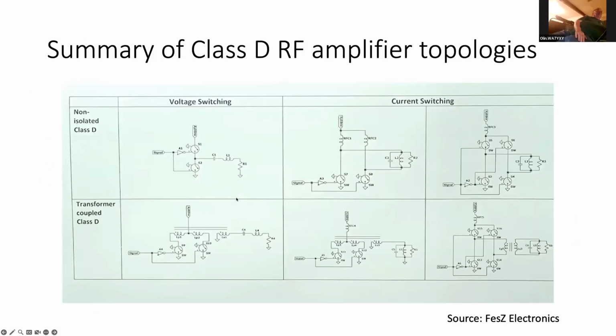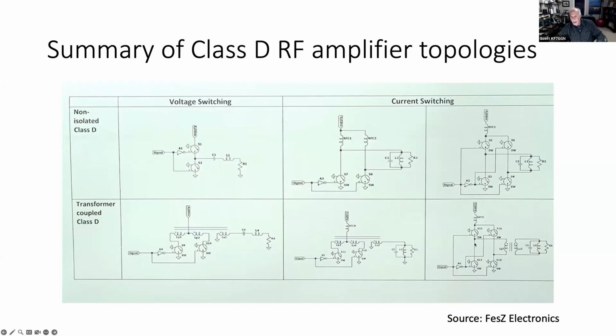So this slide here just summarizes the different topologies. You basically have your voltage switching topologies and your current switching topologies. There can be a minimum of two switching devices, usually switching transistors, in either voltage switching mode or current switching mode. And there are different ways you can couple the power from the switching circuit into the load circuit, which is just another name for the antenna.